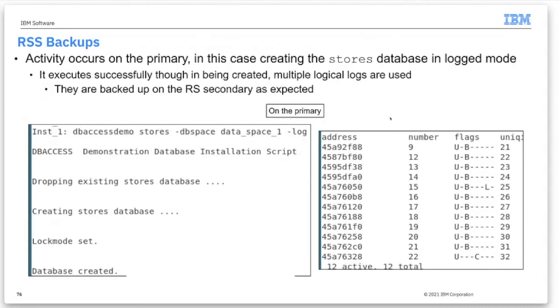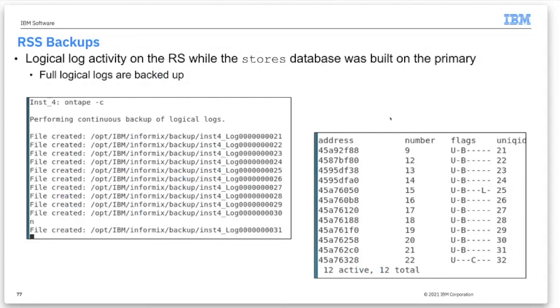So now activity occurs on the primary. In this particular case, I created the stores database in logged mode using the dbaccessdemo. And it went through and created all the tables and loaded them with data and so forth. And when you look on the primary, you can see that there were a number of logical logs that are used, and it shows them as backed up. On the secondary, the full logical logs triggered the backup mechanism, and so they got backed up on the RS secondary.